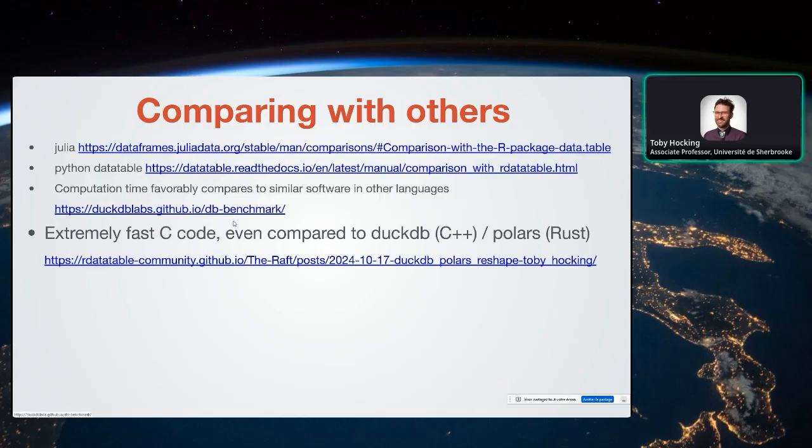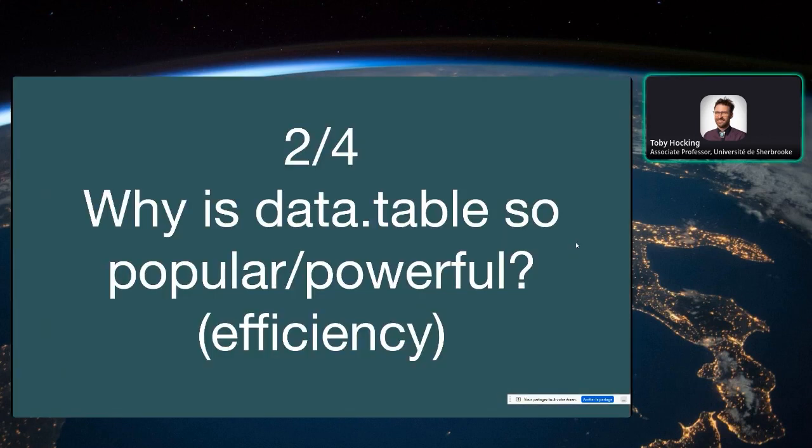Also, there are these benchmarks. I'll be talking a little bit about benchmarks later, where data.table is extremely fast, even compared to more recent newcomers in this space like DuckDB, which is implemented in C++, and Polars, which is implemented in Rust. So that's data.table, the first package, the first section of the talk.